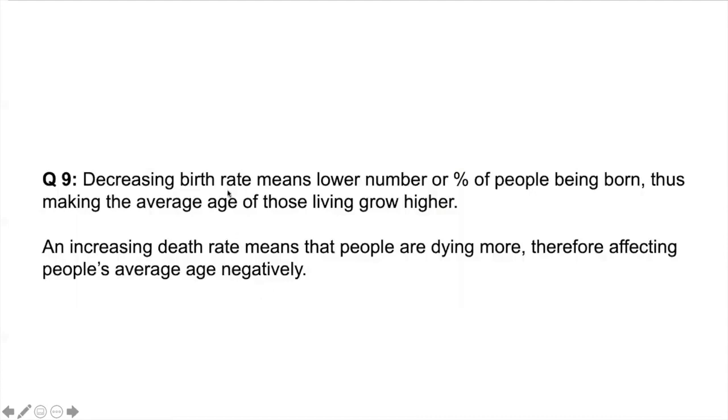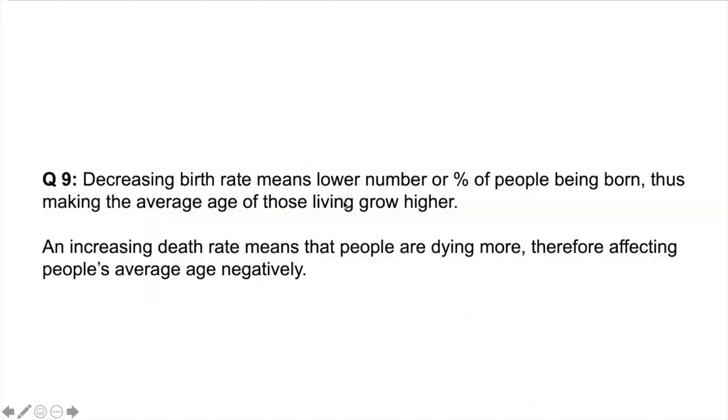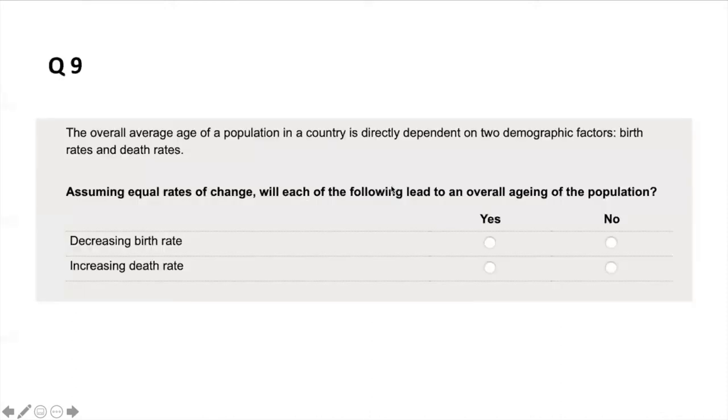So if you decrease the birth rate, it means a lower number of people being born. Thus, the people, of course, that are still living raise their averages because they're still living, and because it's a decreasing birth rate, and the question tells us that it's the equal rate of change, we're saying that there is also a decrease in deaths, which means that those that are still living will probably raise the age of the country. So when you have a decreasing birth rate, less babies being born, yes, this one here would lead to an aging of the population.